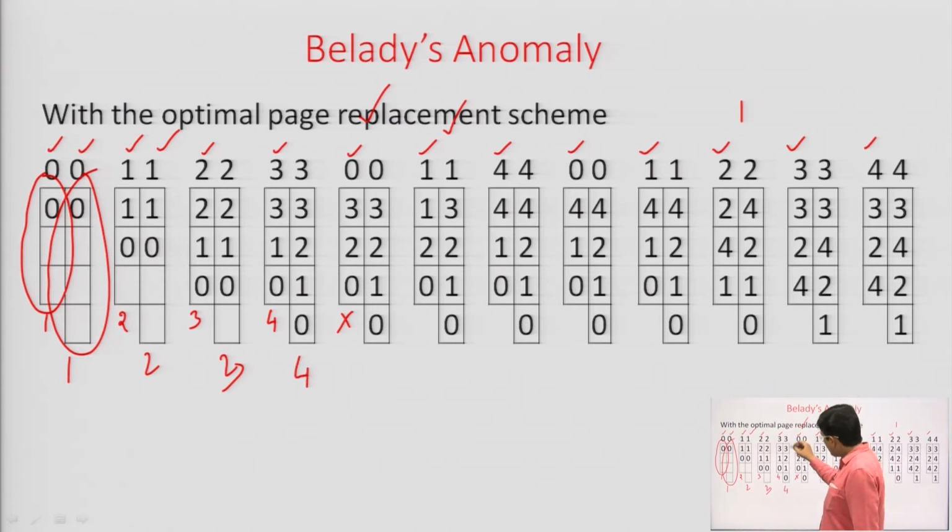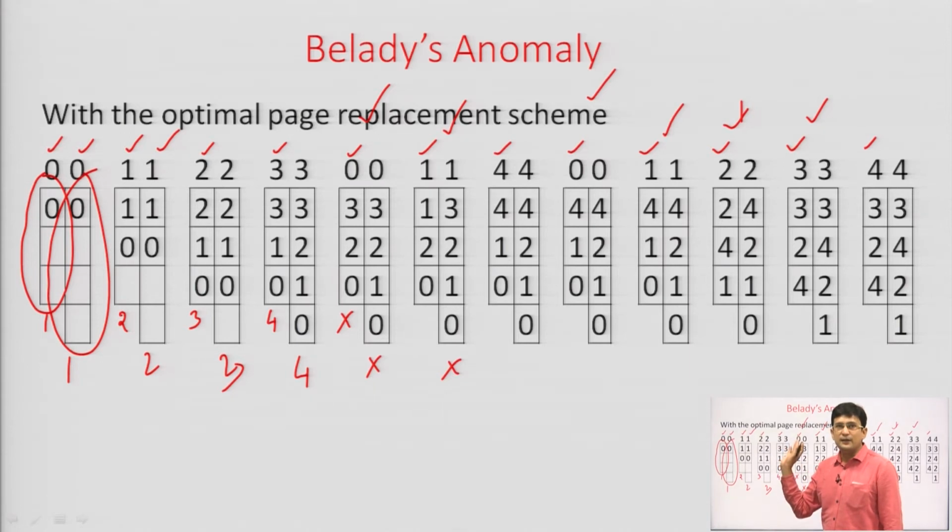For 0 it is already present, so there is no page fault, and then 1 is also present, no page fault. For 4, some page will be sent back to the virtual space. Out of 3, 2, 1 and 0, 0 will be referenced, then 1 will be referenced, and then 2 will also be referenced, and the reference of 3 will be very late. So we will be sending 3 and bringing 4. So there is a page fault and the number of page faults is increased.